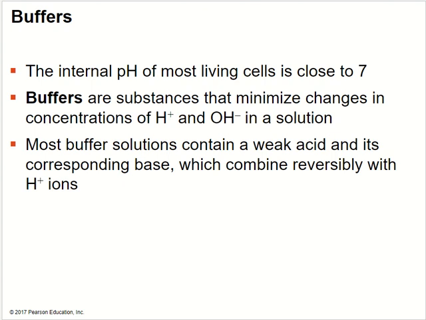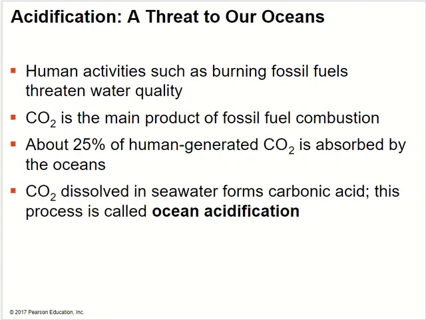Buffers. The internal pH of most living cells is close to 7. Buffers are substances that help minimize quick changes in pH. Most buffers consist of two components, a weak acid and its corresponding conjugate base, which combine reversibly with each other. A buffer is only meant to help prevent a sharp change in pH after the addition of acid or base, so as to help make a pH level more stabilized.